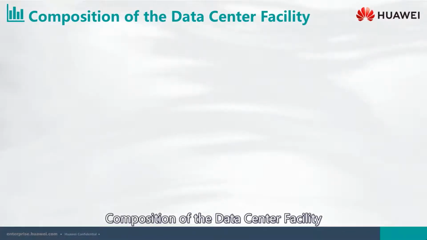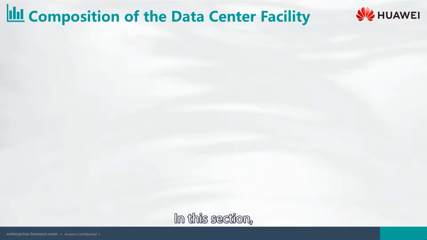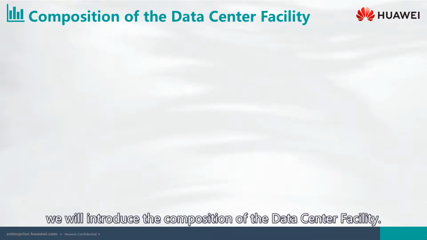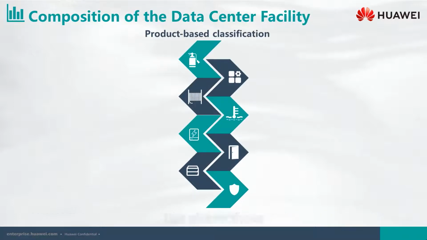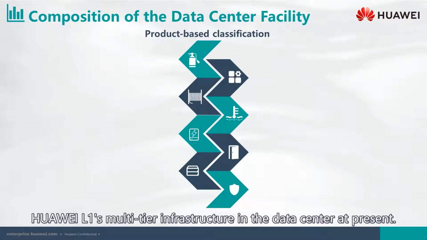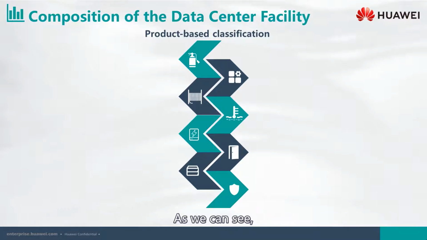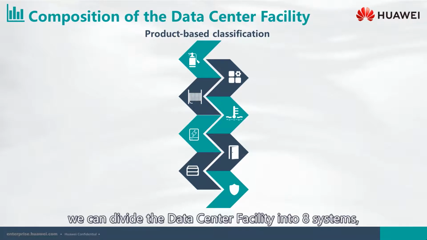Composition of the data center facility. In this section, we will introduce the composition of the data center facility. This picture shows Huawei L1's multi-tier infrastructure in the data center at present. As we can see, we can divide the data center facility into 8 systems.